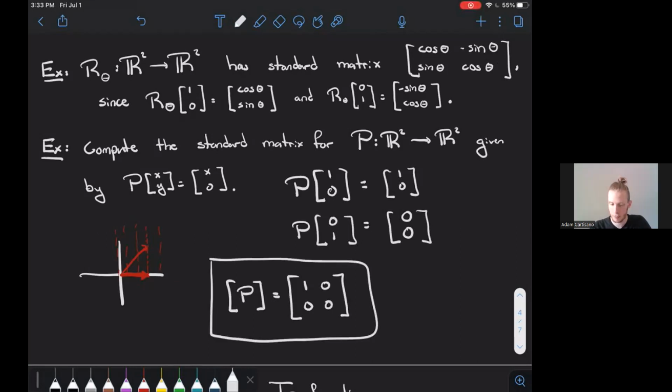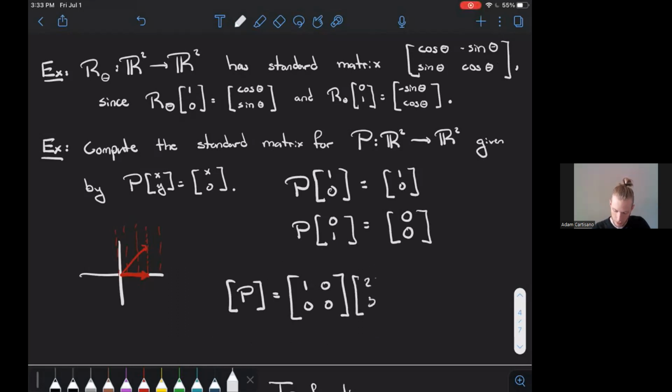And if you go and try to multiply 2, 3 by this matrix, when you do, you'll get 2, 0, right? The action of multiplying a vector on the right of this matrix will have the effect of leaving the x coordinate alone, or the first coordinate alone, and making the second coordinate equal to 0, right? That's what this matrix does.